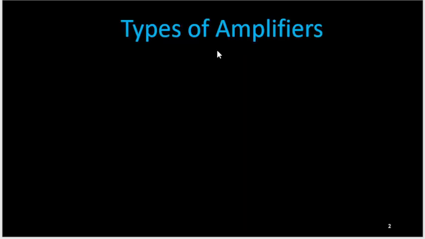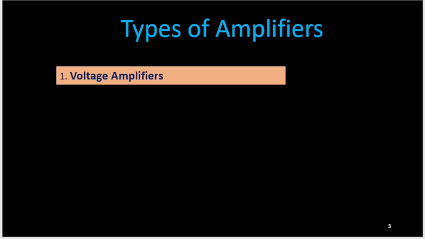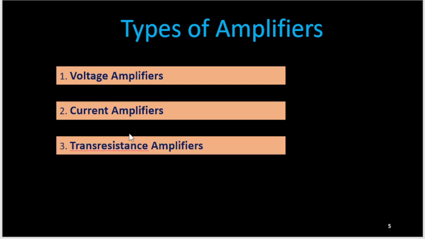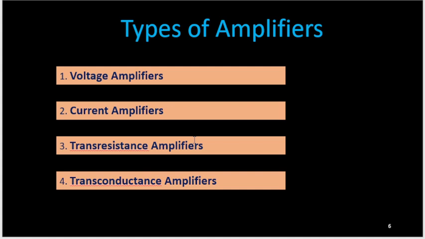The different types of amplifier. First important type is the voltage amplifier. This is very common. We will discuss it in detail. And the next very common, or popular, amplifier is the current amplifier. Next one, the transresistance amplifier, that also we will be discussing. We will also discuss the transconductance amplifier. So these four types of amplifier we will discuss in this video.